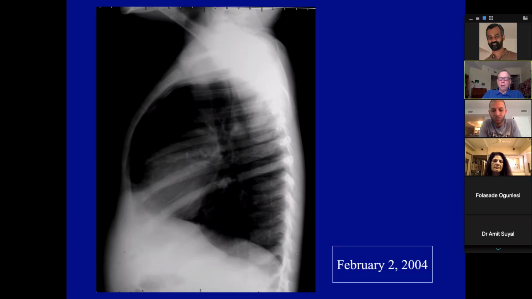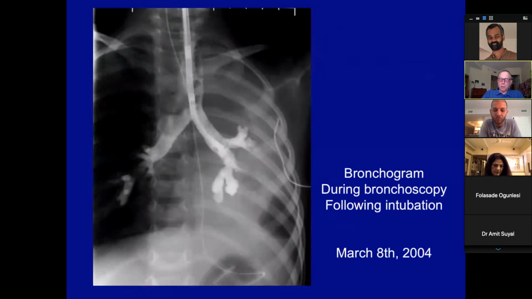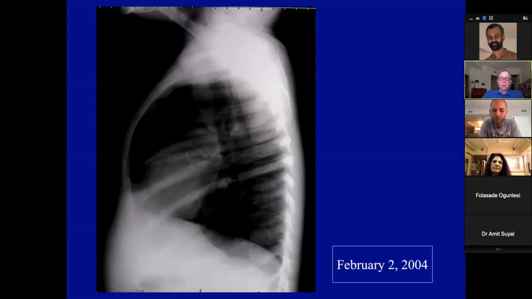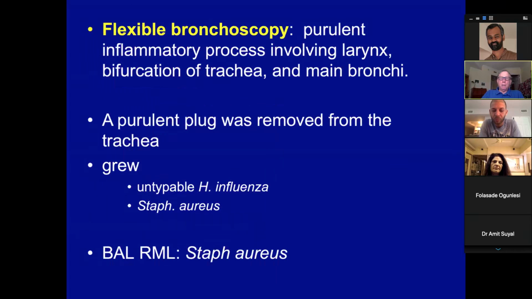When she came a month later, she was much sicker. She had a flexible bronchoscopy with prolonged inflammatory process involving the larynx, bifurcation of the trachea and main bronchi. A purulent plug was removed from the trachea, and she grew untypable Haemophilus influenzae and Staph aureus. The BAL in the right mid-lobe revealed Staph aureus.